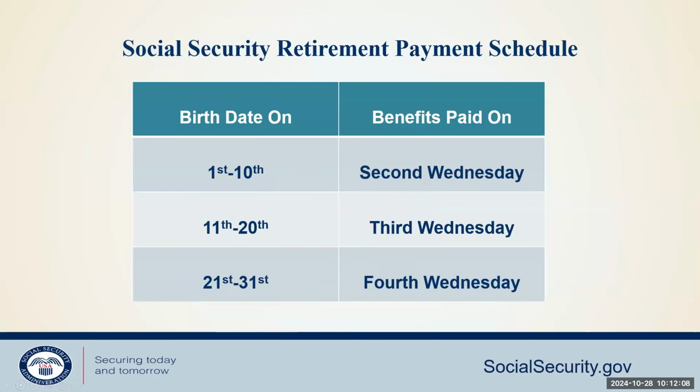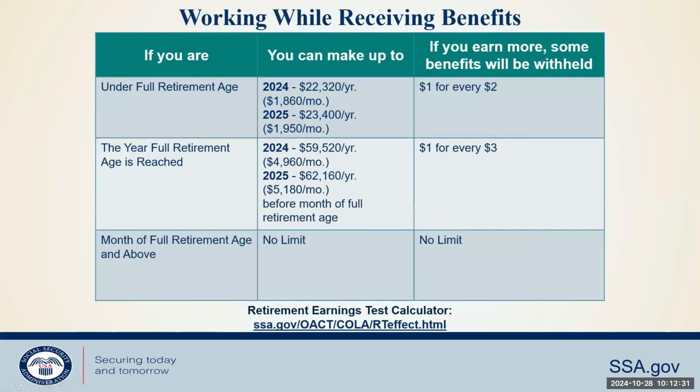Now, another common question is, when do I receive my Social Security retirement? And that is based on the day you were born. So anybody born 1st through the 10th, that's going to be the 2nd Wednesday is when you'll receive your payment. 11th through the 20th, 3rd Wednesday, and 21st through the 31st, 4th Wednesday of the month. So you don't have to worry about if Monday's a holiday, because you're going to get your checks on a Wednesday.